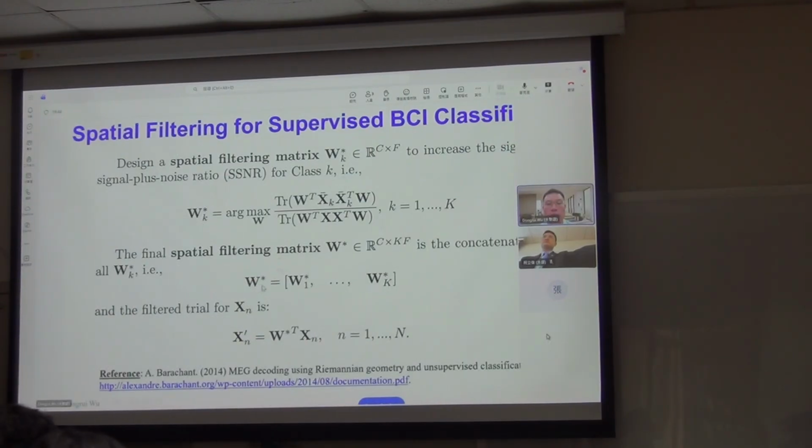So finally, we obtain a W star like this, and we apply this filtering matrix to the original EEG trial Xn to obtain a new trial Xn prime. After that, we will use Xn prime in all subsequent operations, including feature engineering and classification. We can safely discard the original Xn. So the goal of spatial filtering is to increase the signal-to-noise ratio of the filtered signals, and also to reduce the dimensionality of the filtered EEG channels.